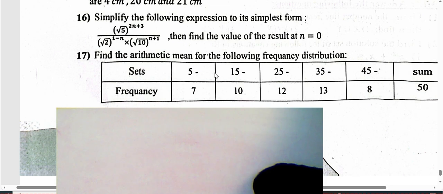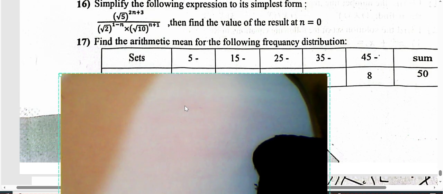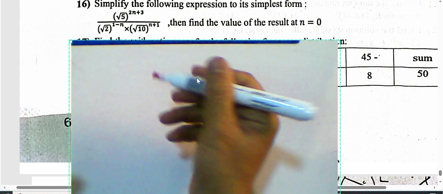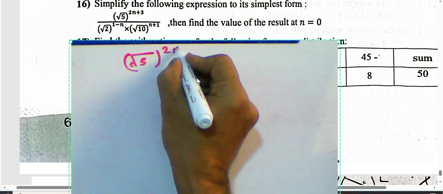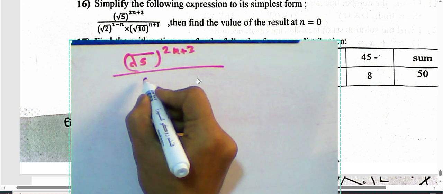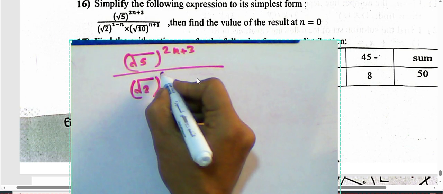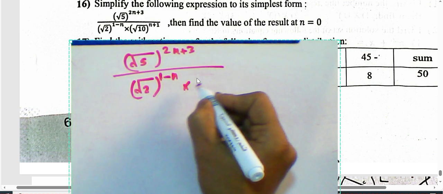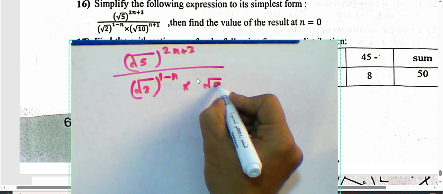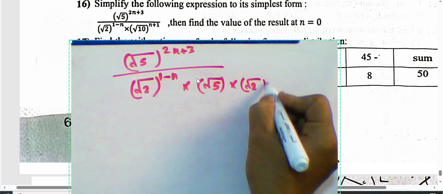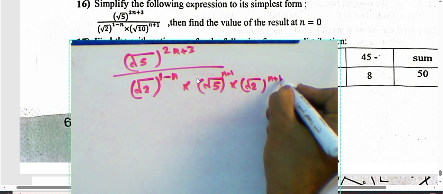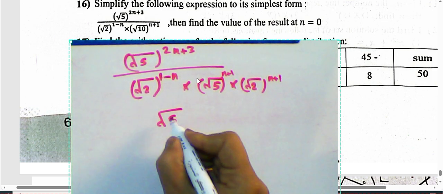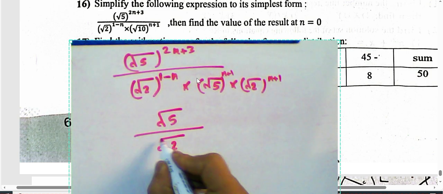Simplify this expression and then find the result at n equals 0. Okay. First step, we can simplify this expression. Root of 5, all power 2n plus 3. And in the numerator here, root 2 power 1 minus n, product by root 10 power n, we can write 10 equal root 5 times root 2. Distributed, root 5 times root 2 equals root 10 power n plus 1, and here power n plus 1. And then you can write root 5 over root 2.